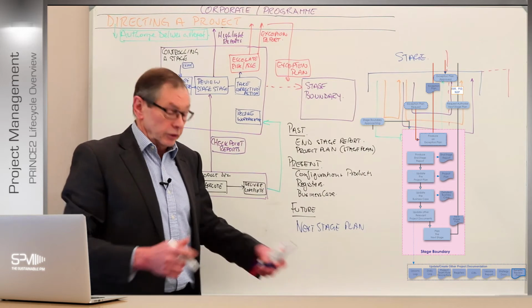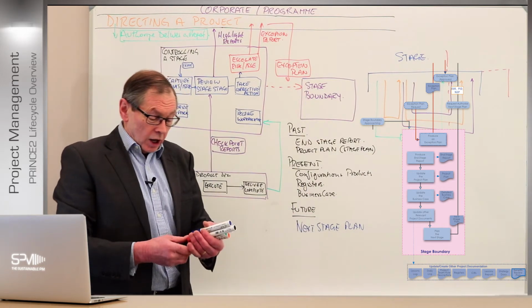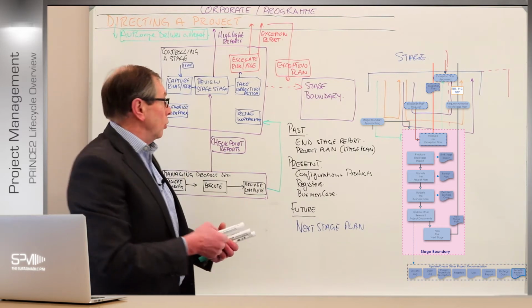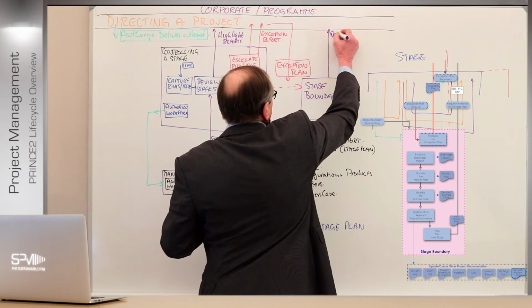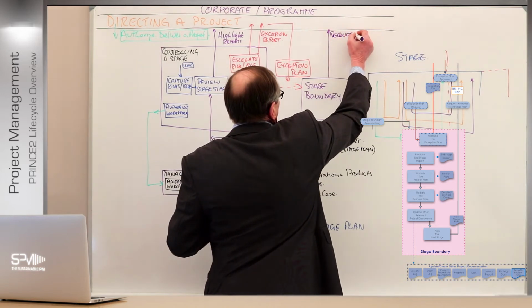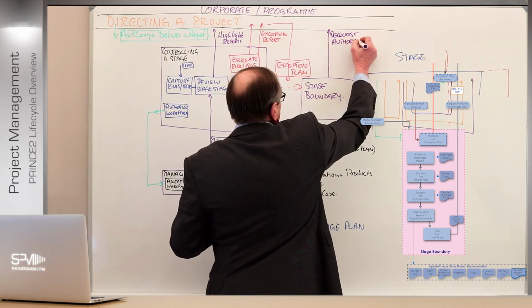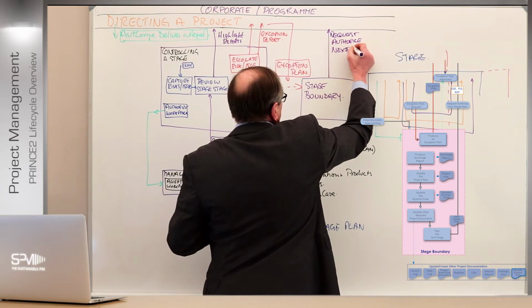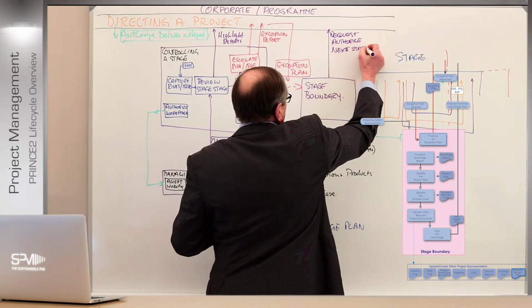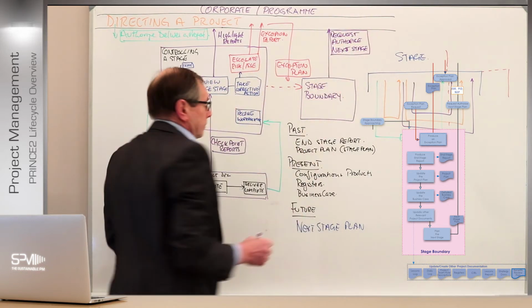And at that point, if they're agreeable to that, because this is what we're doing in this stage boundary, what we will then do is go to the board to request authorization of the next stage. And that's when the board come in, right?